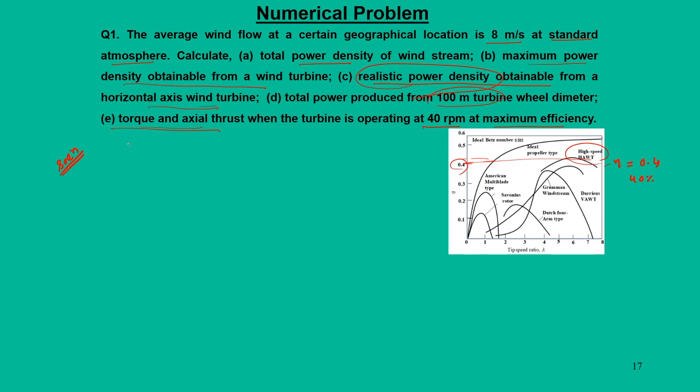So, let us understand what data is given: Vi is 8 meters per second. And for atmospheric conditions, P is equal to 1 atmosphere or 101325 Newton per meter square. Temperature can be assumed to be 15 degree centigrade or 288 Kelvin. And since it is for air, we take R as 287 joule per kg Kelvin. So, using the ideal gas equation, we can find the density of air, rho is equal to P by RT. So, this turns out to be 101325 divided by 287 into 288, and it is 1.23 kg per meter cube.